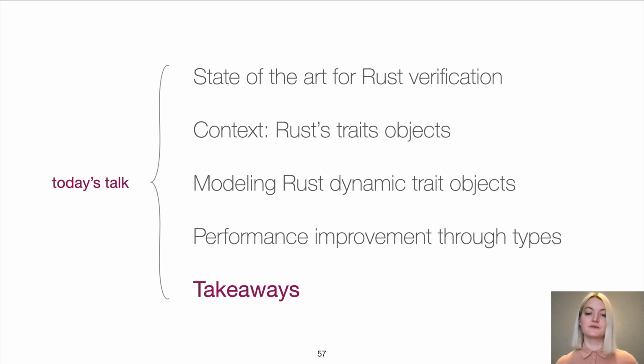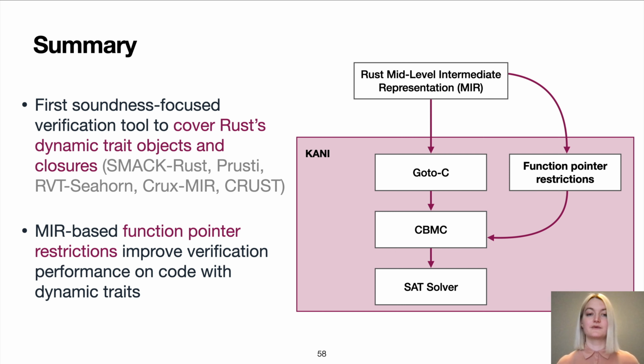So finally, I want to leave you with some key takeaways. So in summary, we talked about Kani, which is, to our knowledge, the first soundness-focused verification tool to cover these cases of dynamic trait objects and closures. And we really hope that other verification projects can pick up on some of the tricks or stumbling blocks that we found in this paper. Next, we talked about how we're able to use our knowledge at the MIR level to improve verification performance by restricting the set of possible function pointer targets.